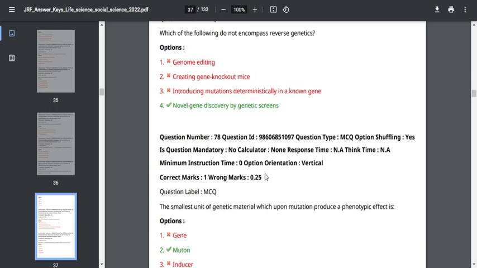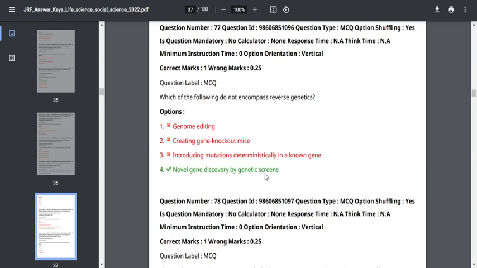So the next question is regarding which of the following does not encompass reverse genetics. So what does reverse genetics mean? You should know forward genetics and reverse genetics. Forward genetics means they identify a mutation and link the mutation to an observed disease.